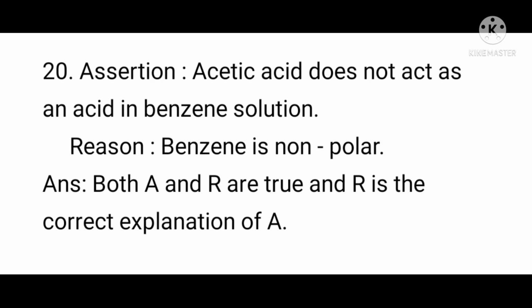Now it is the end of this video. We discussed the most important assertion and reason questions from chapter 2. These questions will help you to score maximum marks in the CBSE board examination.